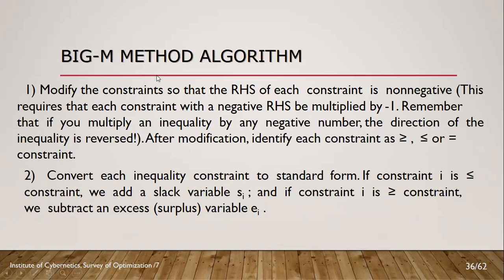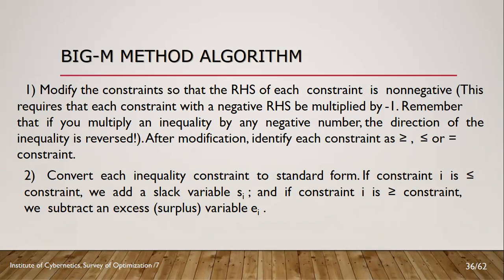Now, let's start with the big M method algorithm, which has several steps as the following. Step 1, modify the constraints so that the right-hand side of each constraint is non-negative. So this requires that each constraint with a negative right-hand side be multiplied by -1. Remember that if you multiply an inequality by any negative number, the direction of the inequality is reversed. So after modification, we identify each constraint as greater than or equal, or less than or equal.